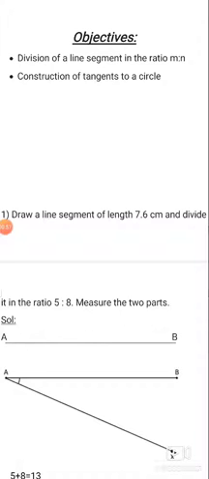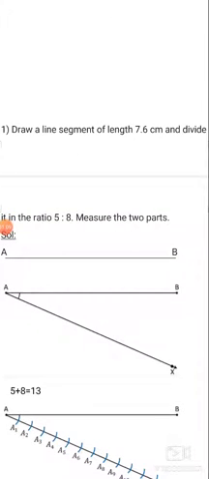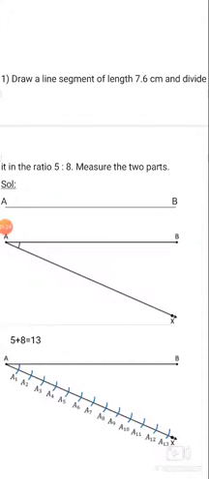Now the first step is we need to draw a line segment having length 7.6 cm. We name it as AB. After that, we draw a ray AX, making an acute angle with the AB. Now listen carefully. We need to divide in the ratio 5:8. So we add 5 plus 8 is equal to what? 13. Now divide the ray AX into 13 equal parts.